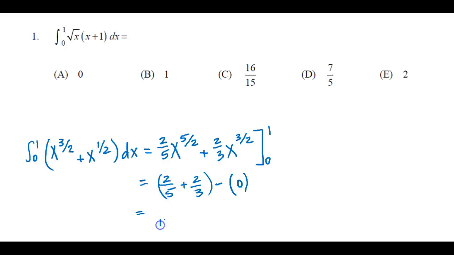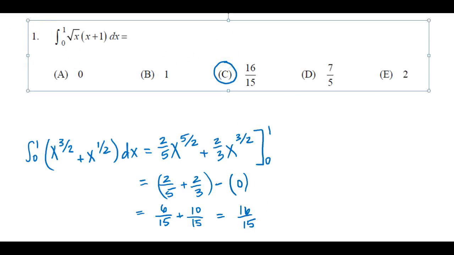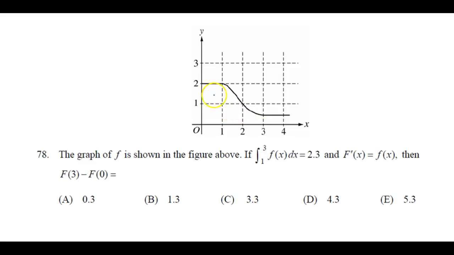So now I'm just trying to combine these two fractions. The common denominator is going to be 15. So the top here is going to be 6, and then here, if I have 15, the top here is going to be 10. So I get 16 over 15 as my answer, which is C. Alright, and now a final look at an AP multiple choice question. So here I have this graph.